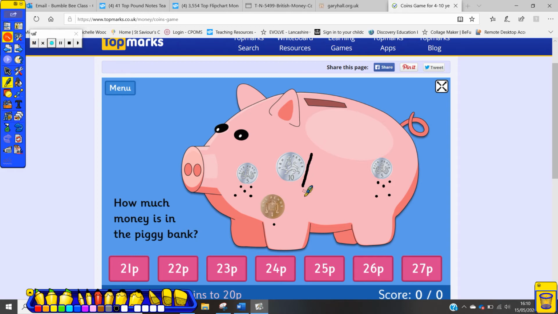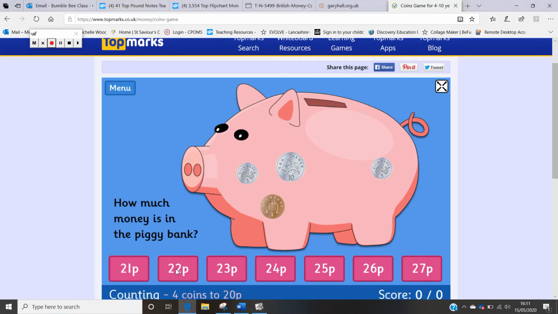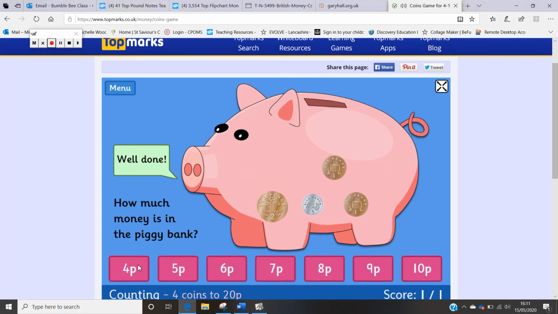So we've got 10, 11, 12, 13, 14, 15, 16, 17, 18, 19, 20, 21. So I would be selecting the number 21 in my cards at the bottom. So that is how we would add them together. So let's have a look and check, is 21 right? Yeah, perfect. So we would do exactly the same with this one.